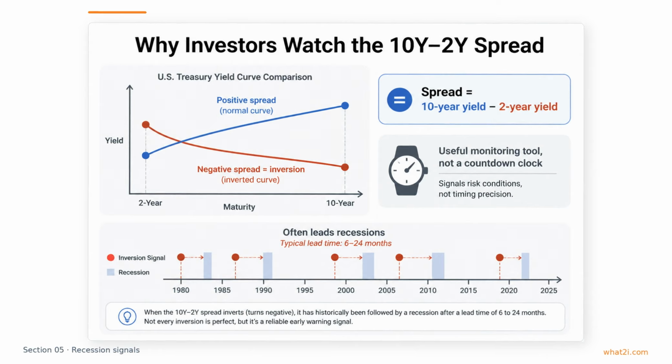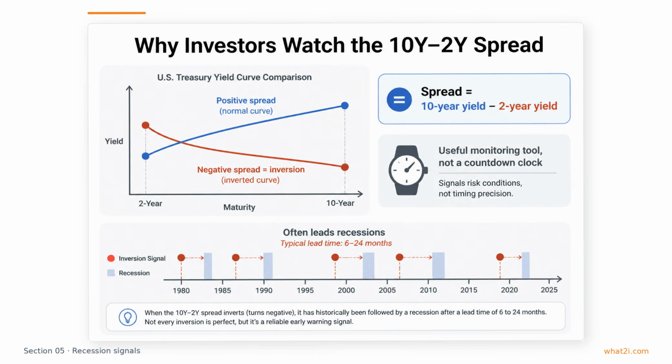If the result is negative, the curve is inverted at that part of the maturity spectrum. Investors watch this measure because it has often turned negative before recessions. Historically, the lead time has often been somewhere in the range of 6 to 24 months. That makes it a useful monitoring tool, but not a countdown clock.